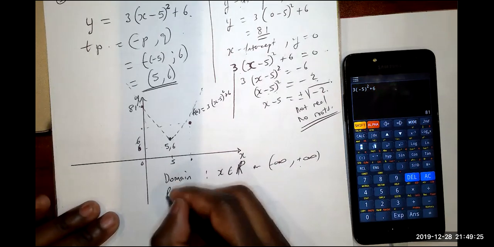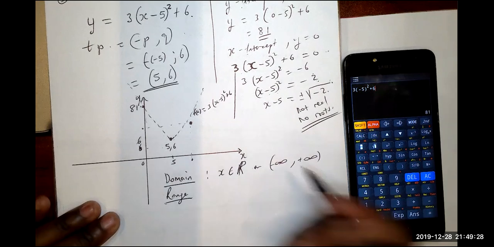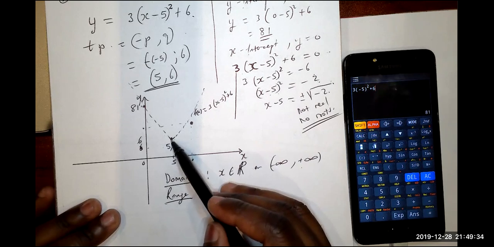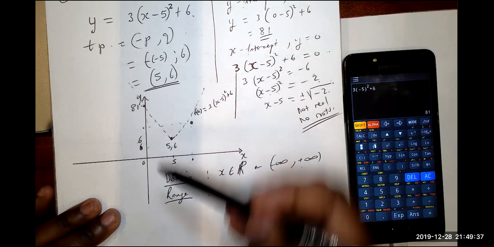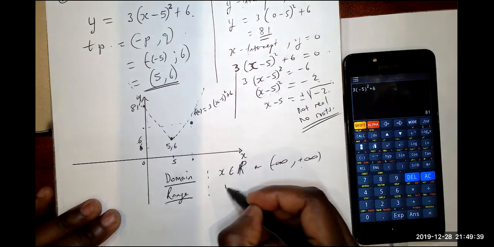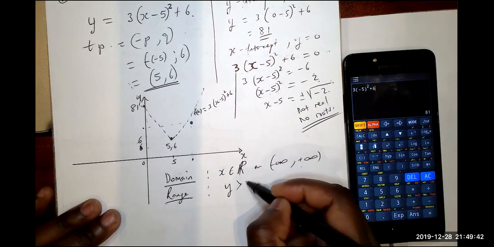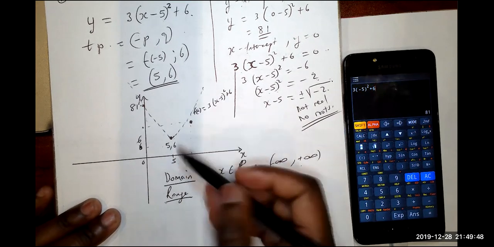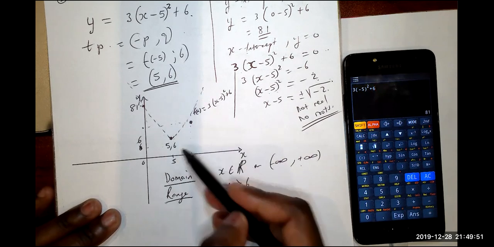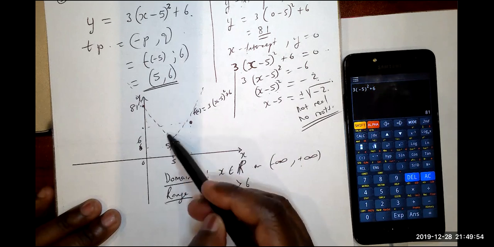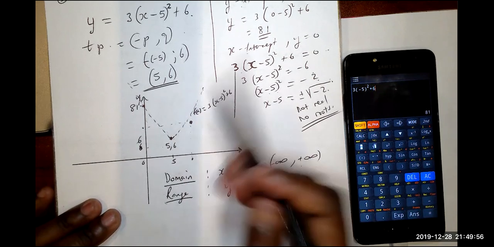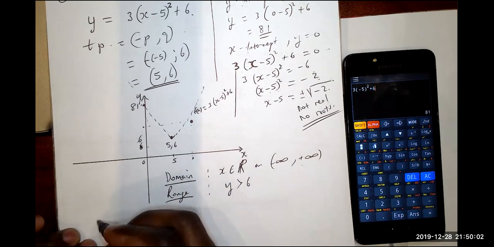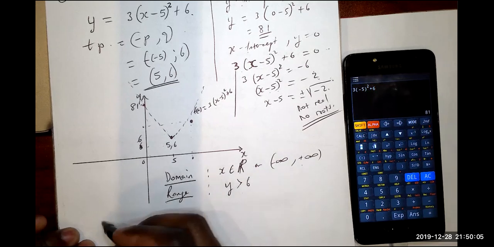What about the range? Now the range, for quadratic functions, here it's going to be y greater than 6. That's what you need to remember there. Y is going to be greater than 6 because it's starting from 6 going up. So whatever x value you input here, we're going to get a value that is above 6. That's our range.